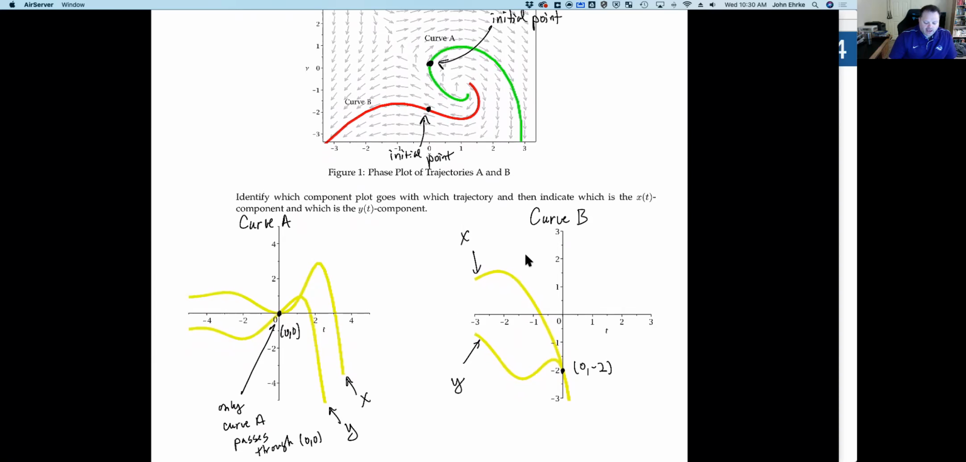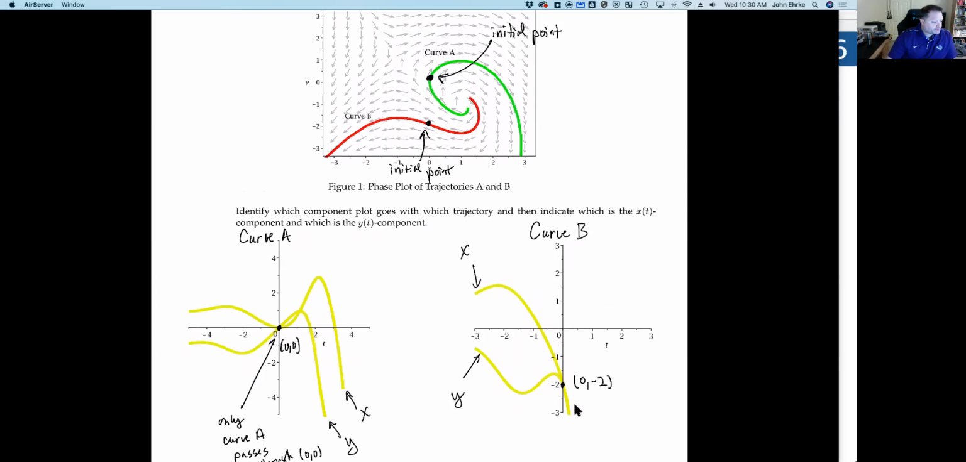Now, if you look at curve B, you can tell that these pass through the point 0, -2. Both of them pass through 0, -2. So that's how I knew 0, -2 was a point on the curve, which means that we do have the correct trajectory here for curve B. Now, in terms of the components here, you're not going to tell much by looking at positive time. You're going to have to think about what happens at negative time. So think about what happens when you come out of the point 0, -2.